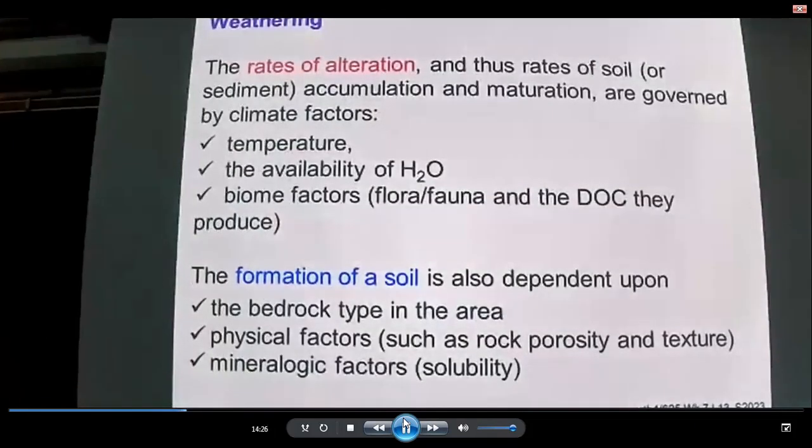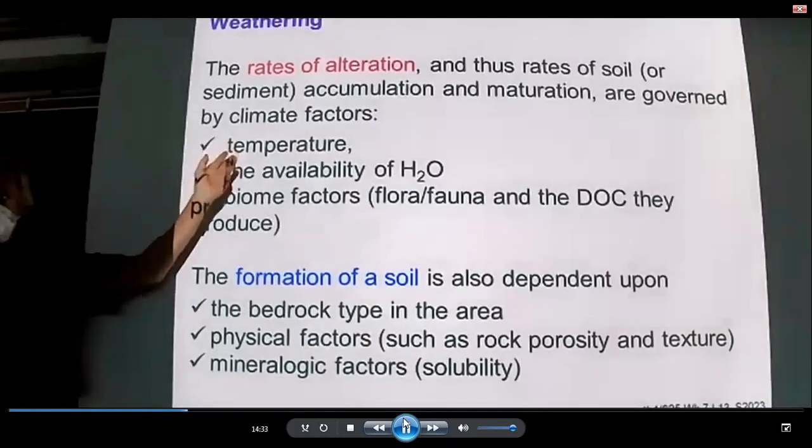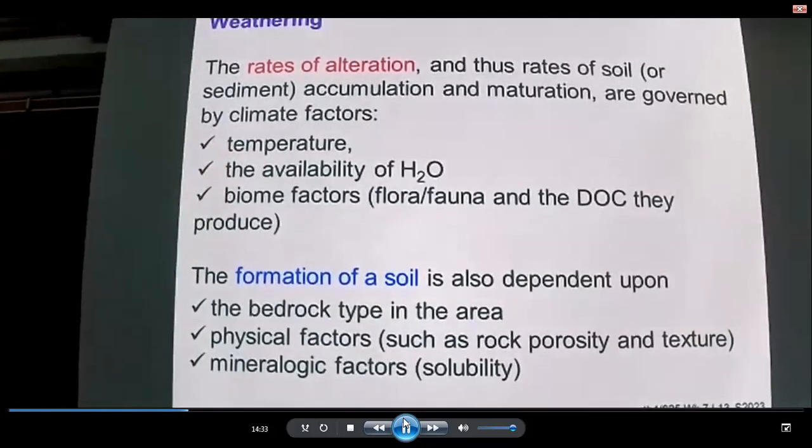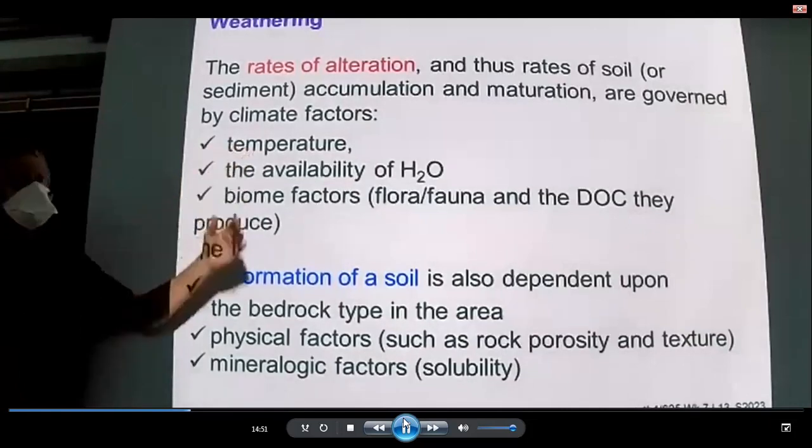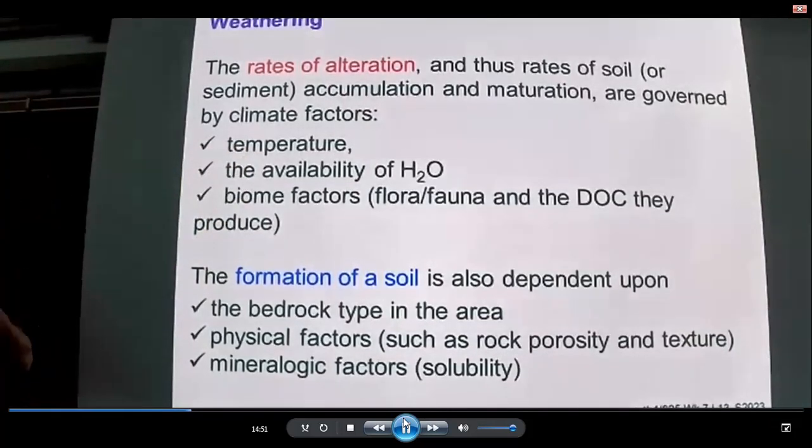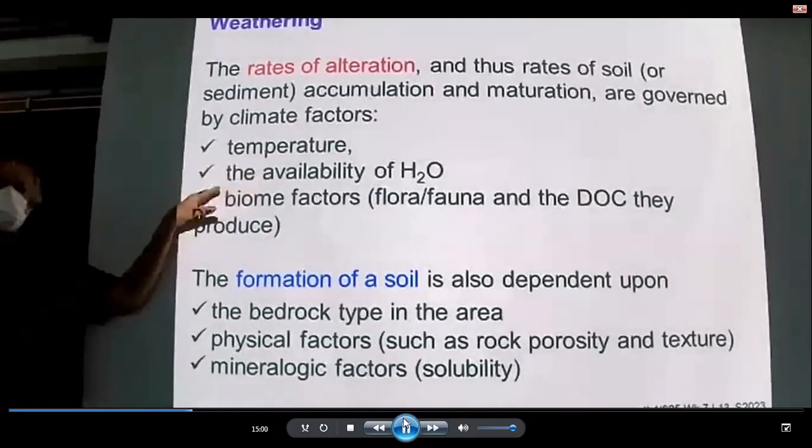Now, weathering itself has a lot of different processes that are involved with it. The rates at which we alter a primary mineral to something called an alteration mineral involves many different factors, but the three primary ones are all related to climate, namely the temperature, the availability of water, and biome factors. So, how warm or how cool it is. It turns out for many minerals, the rates of breakdown and the extent of breakdown are temperature dependent. Higher temperature favors more breakdown.